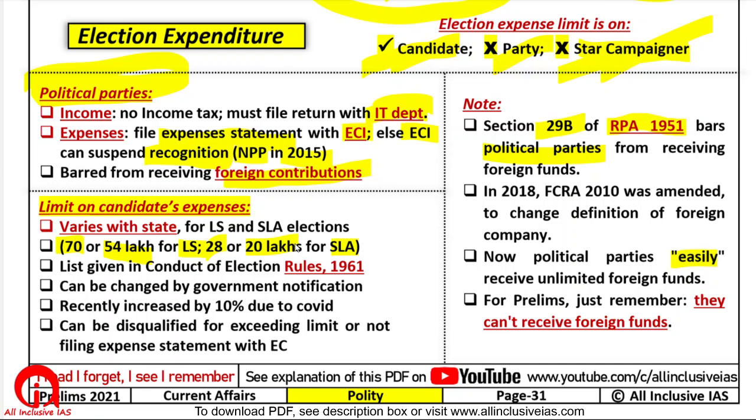So you don't have to remember the limit, just remember the approximate figure. UPSC can confuse you by simply saying that the expenditure limit is 2 crore or 3 crore. So that's a big figure. Just remember it's in lakhs.